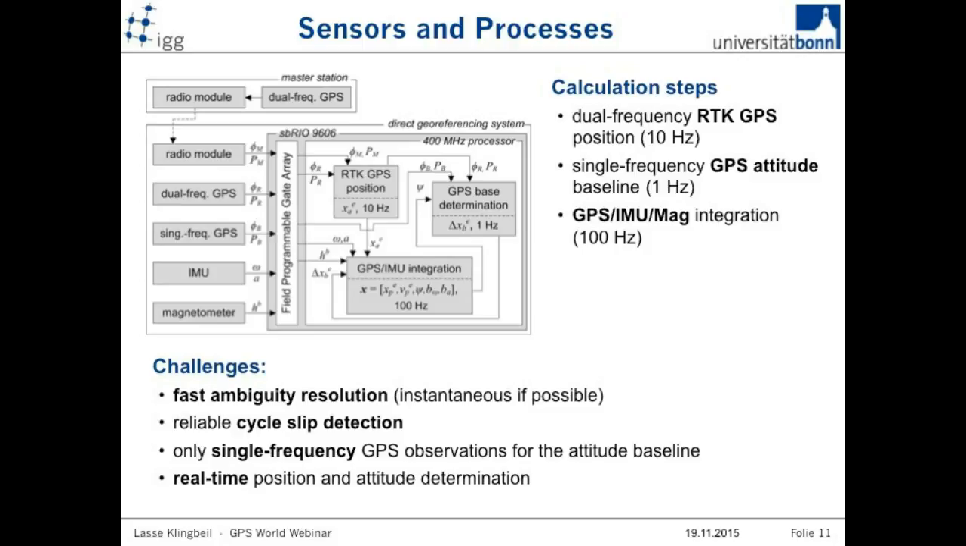And we have spent some time on a fast ambiguity resolution, because this is very important, especially when you fly next to buildings and below trees, which is one of the goals we had. So if you lose track of satellites, then you have to do the ambiguity resolution again. And we spent some time on optimizing that to be able to do that within one measurement epoch.